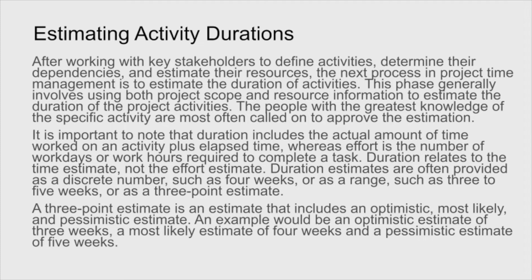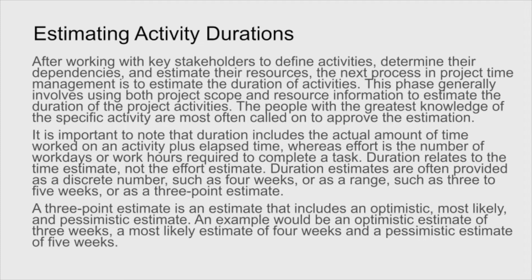This phase generally involves using both project scope and resource information to estimate the duration of the project activities. The people with the greatest knowledge of the specific activity are most often called on to approve the estimation. It's important to note that duration includes the actual amount of time worked on the activity plus elapsed time, whereas effort is the number of work days or work hours required to complete the given task. Duration relates to the time estimate, not the effort estimate.